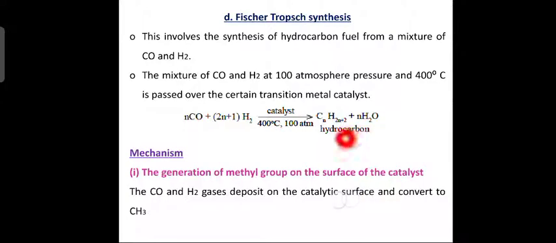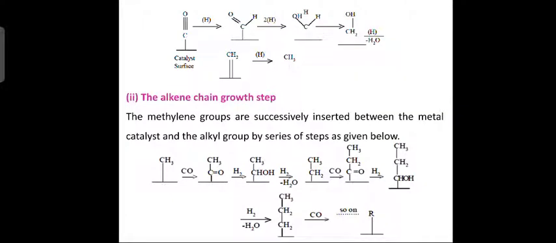All right. Now, what is the mechanism? How many steps are involved in this mechanism? The mechanism consists of 3 steps. Now, which are the 3 steps? The first step is the generation of methyl group on the surface of the catalyst. The carbon monoxide and hydrogen gas deposit on the catalyst surface and convert to what? CH3. Now, here is the equation given.